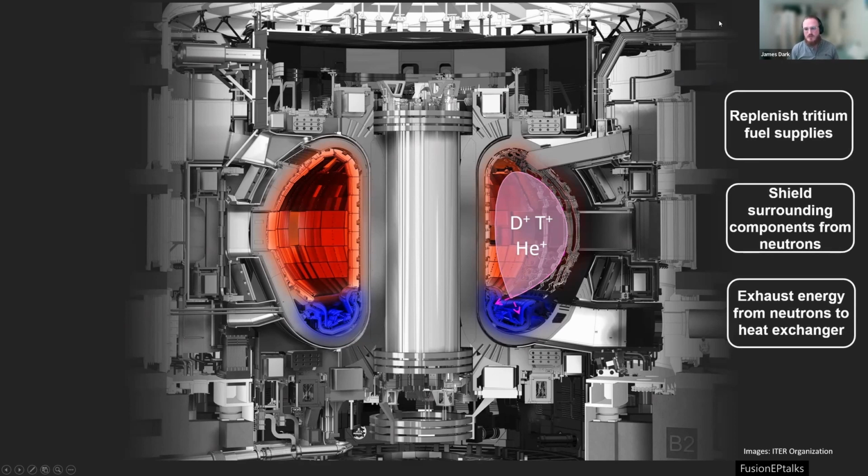The main objectives of our breeder blanket: we need it to replenish all our tritium fuel supply, by producing tritium and then removing said produced tritium. We need it to shield all the surrounding components in our tokamak from the neutron damage coming in from our plasma. And we also need the blanket to exhaust all the energy coming in from the neutrons and transferred into heat, something that we can then use to create electricity. So it's got a lot of jobs, and it'll be a very integral part of future tokamak designs, and specifically for DEMO.